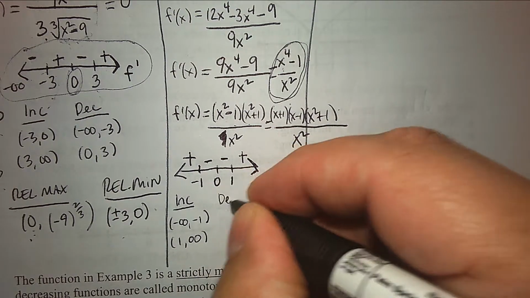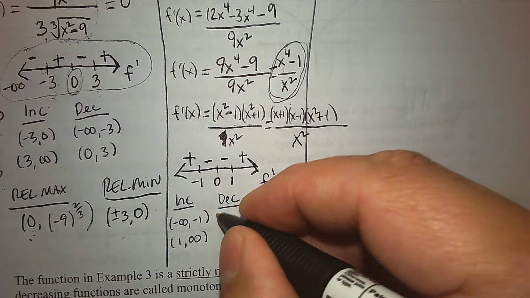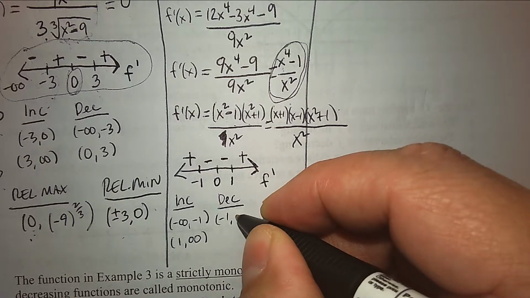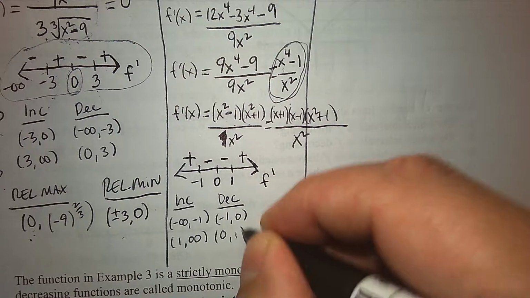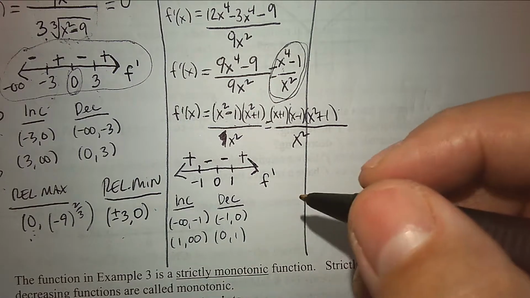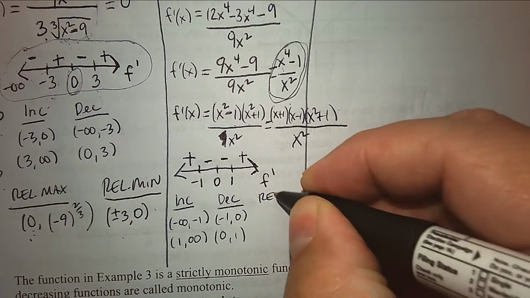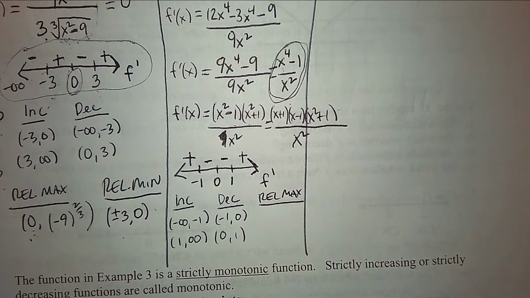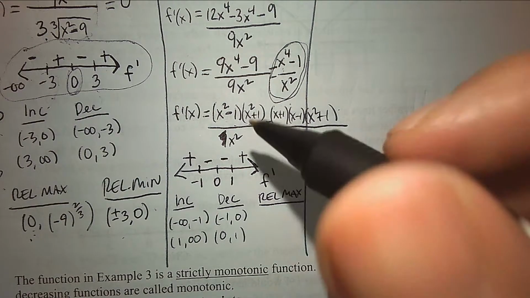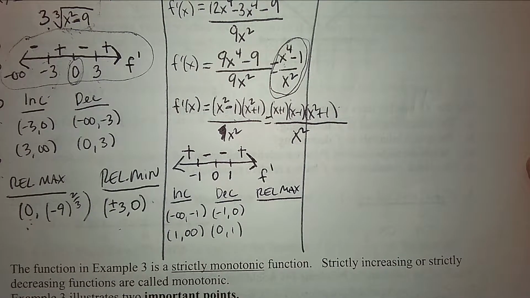Decreasing from negative 1 to 0, and where is there a relative max? Where is there a relative minimum? So a relative max would be at what x value? Negative 1. Can you write those two? Why can't you write this? What's that? From negative 1 to 1.